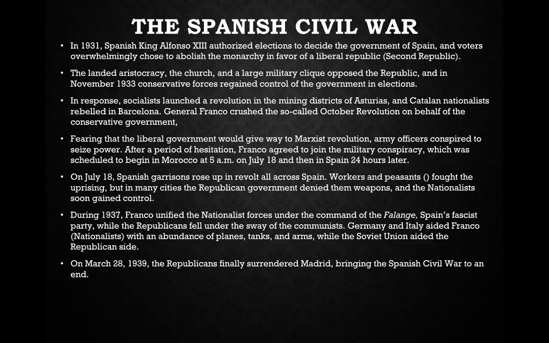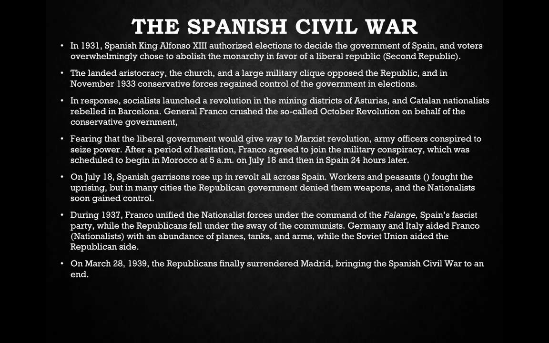During 1937, Franco unified the nationalist forces under the command of the Falange, Spain's fascist party, while the Republicans fell under the sway of the communists. Germany and Italy aided Franco with an abundance of planes, tanks, and arms, while the Soviet Union aided the Republican side. In addition, thousands of communists and other radicals from France, the USSR, America, and elsewhere formed the international brigades to aid the Republican cause. The most significant contribution of these foreign units was the successful defense of Madrid until the end of the war.